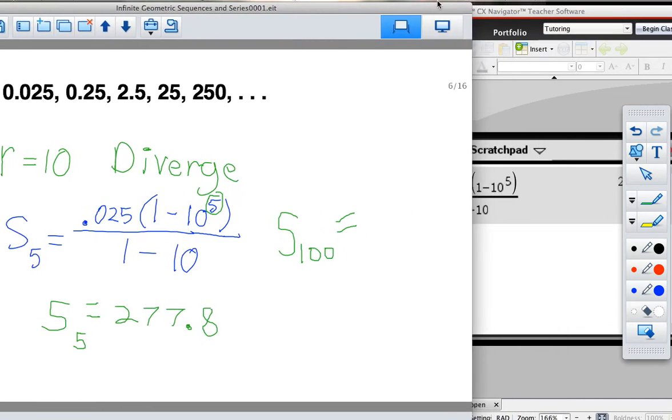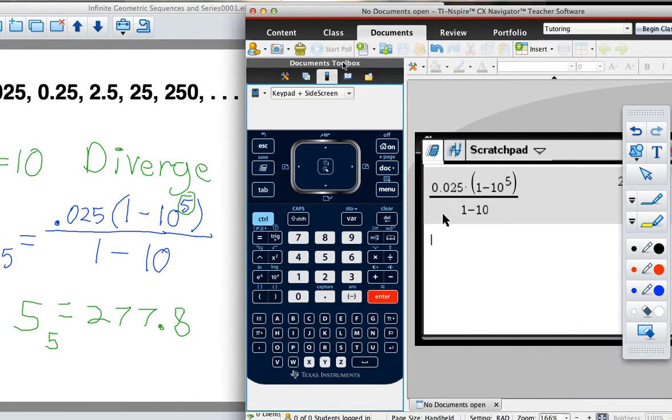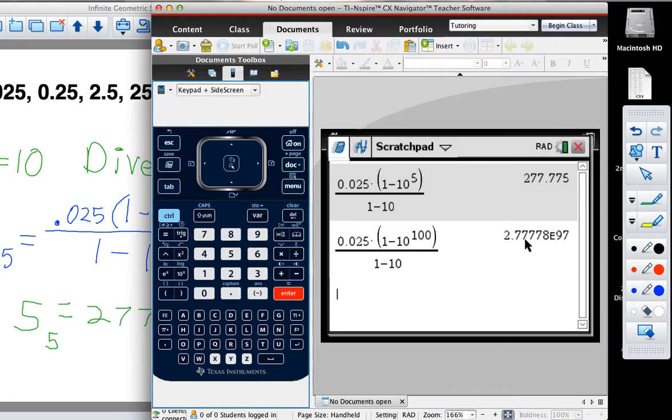In the calculator, since I already have this on my calculator, I'll come up, highlight it, push enter, and then I'll go up here, go to my exponent, delete it, and push 100. Okay, I push enter, and holy cow, I don't expect you to write 97 zeros. That's crazy. Okay, just give me the scientific notation.